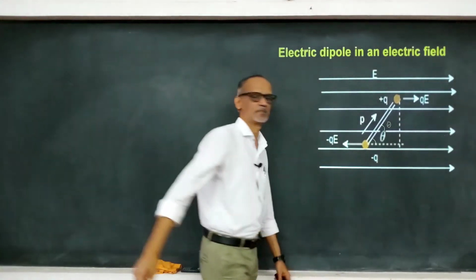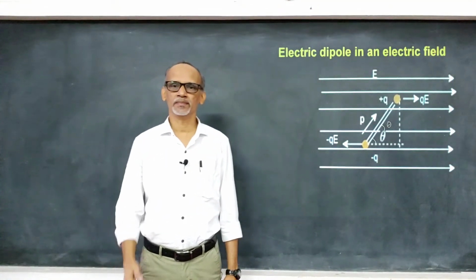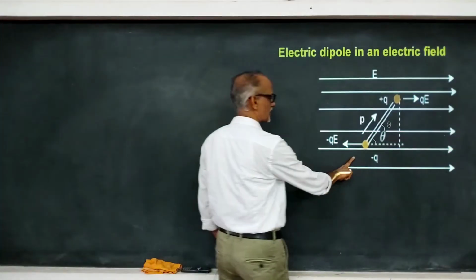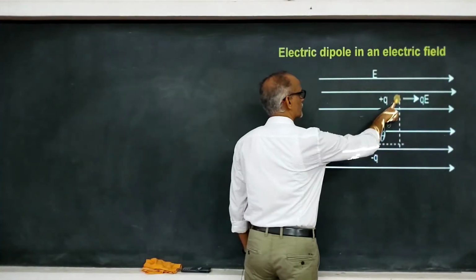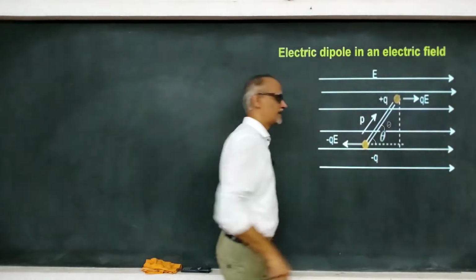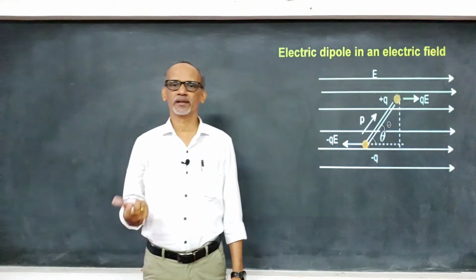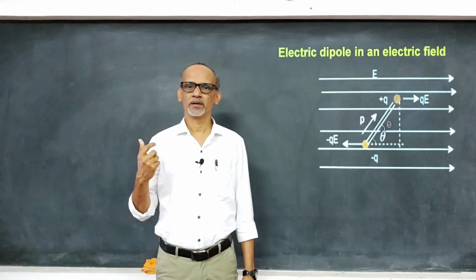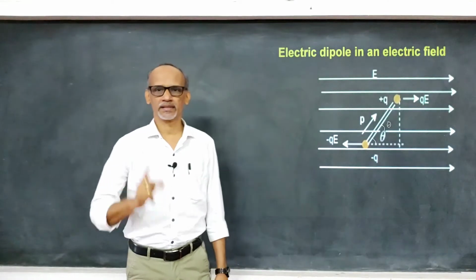So this is theta. What is theta in the diagram? It is the angle between the direction of the dipole moment, which is like this, and the direction of the electric field, and they make an angle theta. Theta can be 0 degree, 90 degree, 60 degree, any angle. So we are going to assume that they make an angle theta.